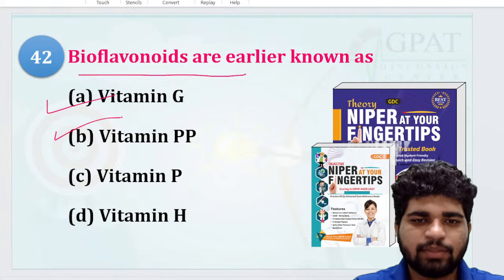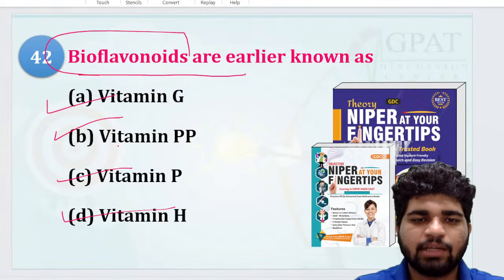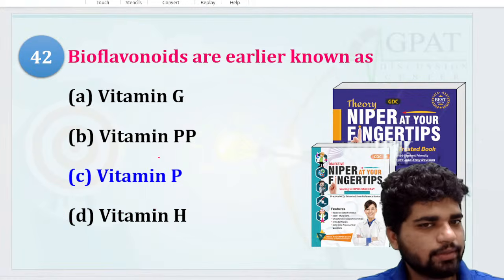Bioflavonoids are earlier known as what? Vitamin G, vitamin PP, vitamin P, or vitamin H? Flavonoids are considered to be vitamin P only, right? Vitamin P only. Sure.